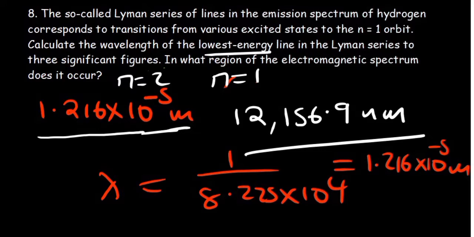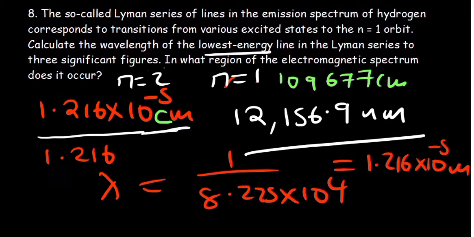Okay, so what we have here is supposed to be in centimeters, because the Rydberg constant that we're talking about is in centimeters. It's 109,677 per centimeter. So our answer is in centimeters. For us to take it to meters, we're supposed to divide by 100, which would be 1.216 times 10 to the power negative 7 meters.